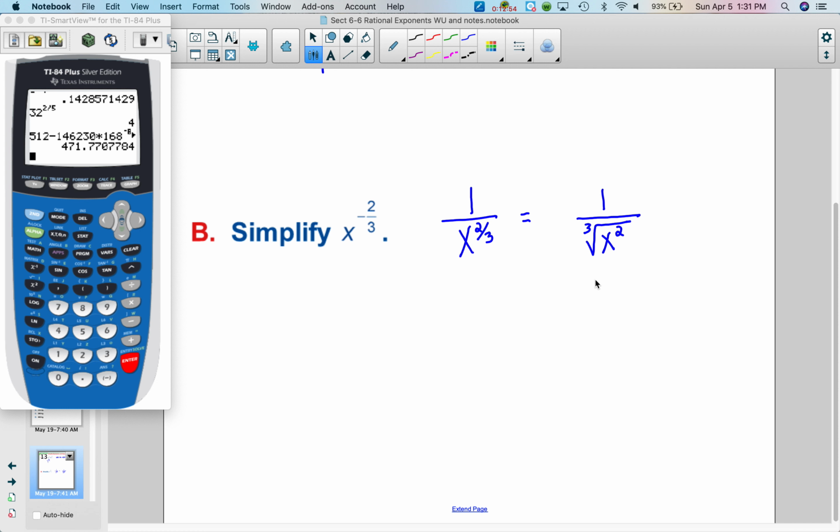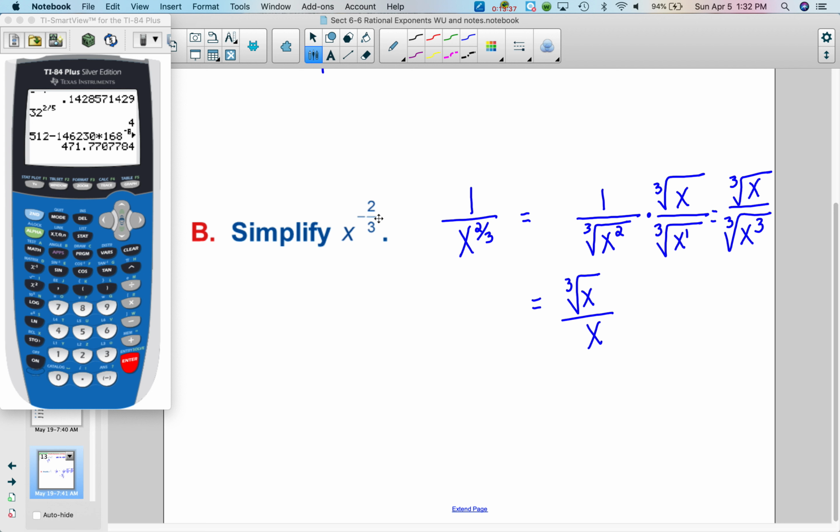So we get this. Well, if you remember from the last section, we're not supposed to leave a radical in the denominator. Since this is a cube root, I need this to be x cubed. So I'm going to need to multiply by the cube root of x. I needed one more. Now, if I multiply these together, I get the cube root of x cubed, and that's just x. But whatever you do to the bottom, you have to do to the top. 1 times the cube root of x is the cube root of x. So my answer is the cube root of x, because it's the cube root of x cubed.